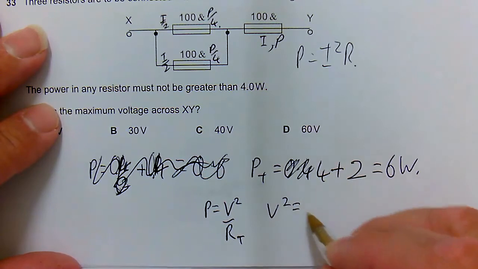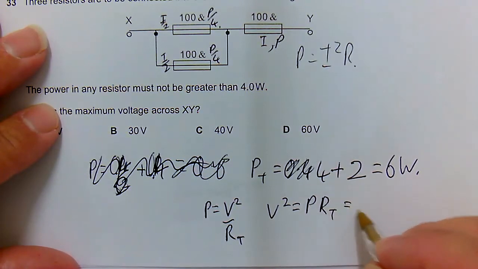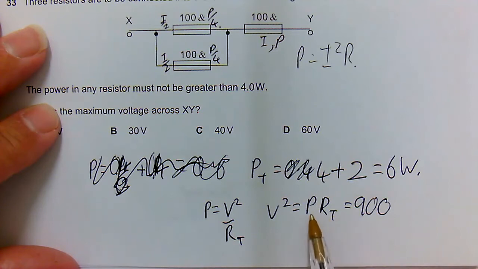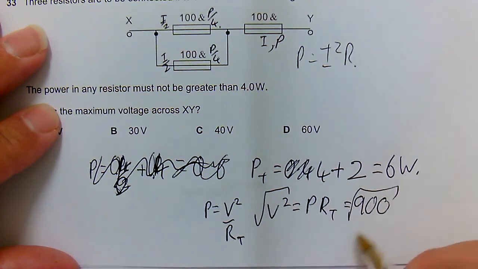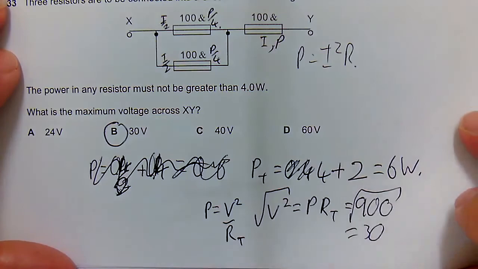So V squared is equal to the power times the total resistance, that gives you 900, because 150 ohms multiplied by 6 watts is 900. We then have to square root it, and that gives you 30. So the answer was B, 30 volts.